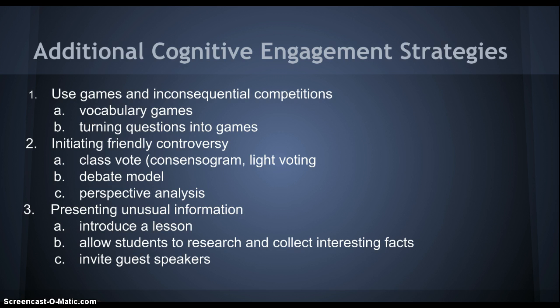The third strategy is presenting unusual information. What student doesn't love to pick up the Guinness Book of World Records and read crazy, interesting facts? Students are naturally curious, and this is a great way to cognitively engage them.